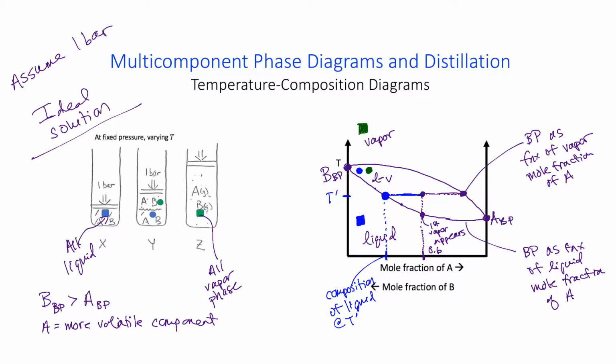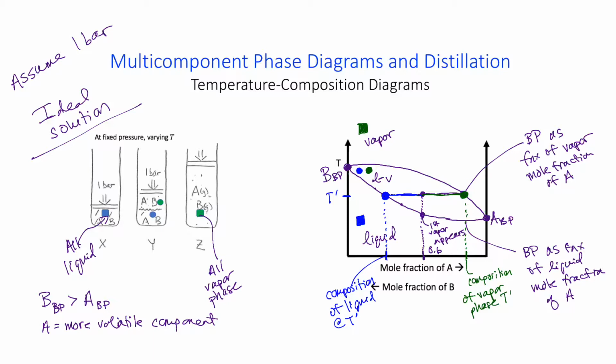Okay, and likewise, if we connect that tie line to the right, then where we intersect with that upper liquid-vapor line, that's going to correspond with the composition of the vapor phase at that T prime. So again, this temperature-composition diagram is just a nice way to help us predict what the relative compositions of the vapor phase and liquid phase are going to be as we heat up our solution.